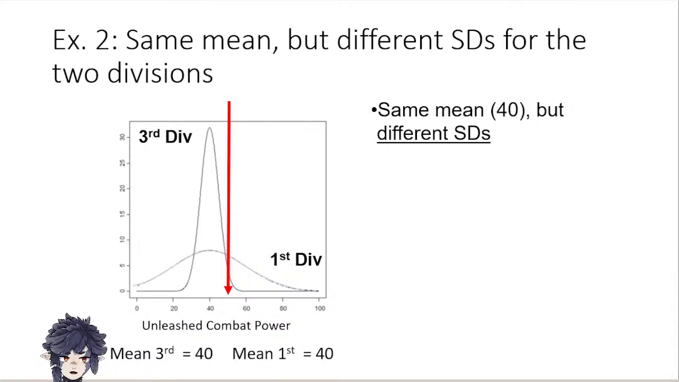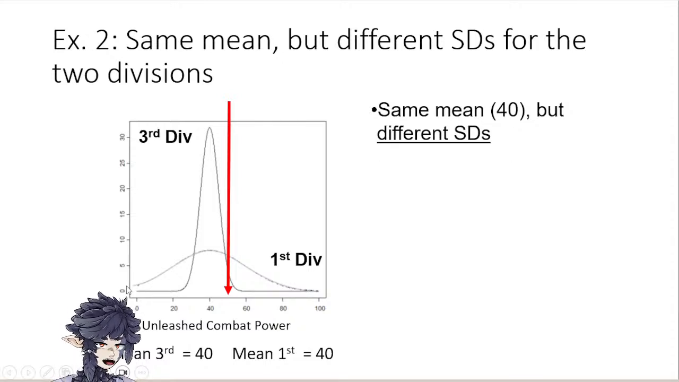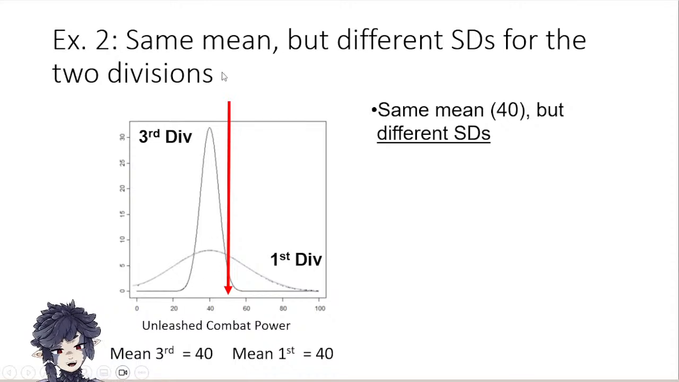They're pretty darn similar. But let's say the first division also has a mean of 40, so it has the same average combat power, but the variability is much higher. The standard deviation is much higher. That's why we see it wider. Yeah, the average is still 40. It has the same average as the third division, but it has some people that are way stronger than the people in the third division, and some people that are way weaker.